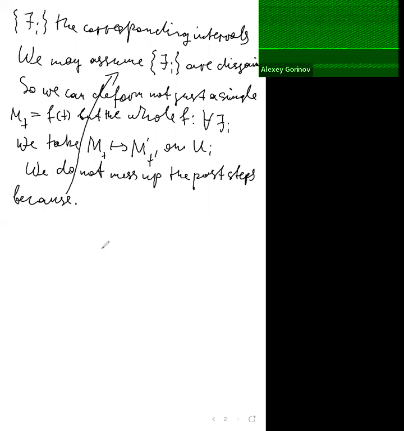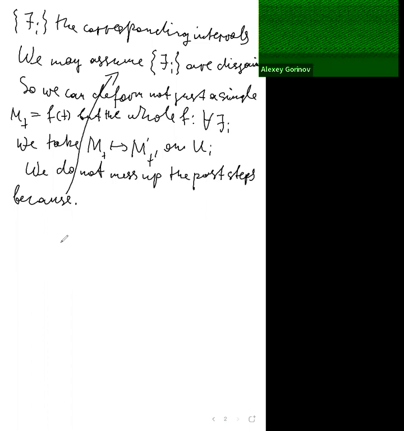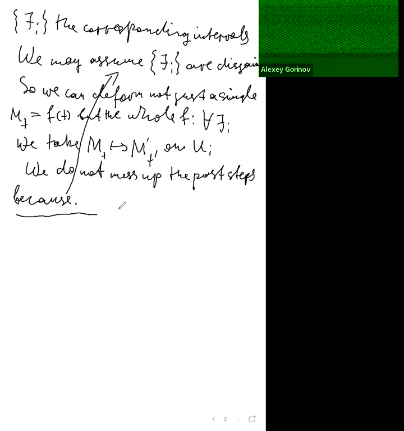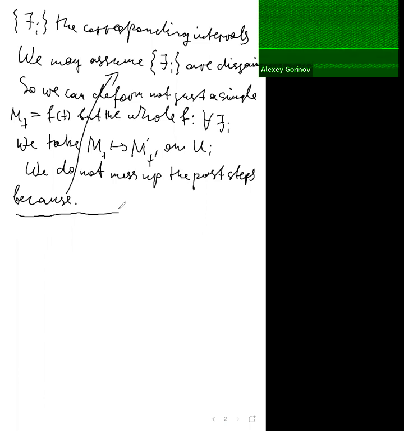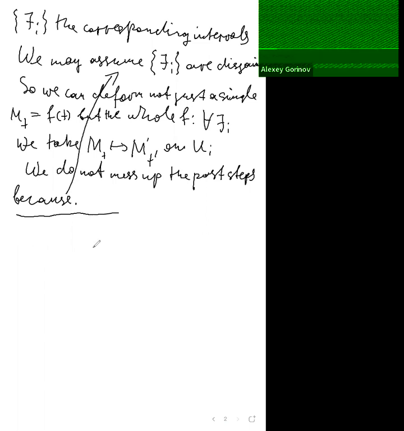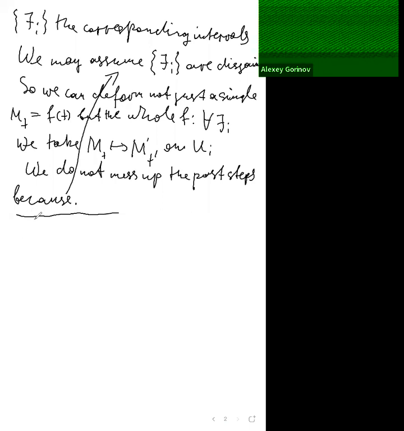Okay, so we would deform the map F, and we get some other map from the disk to C and K plus 1.